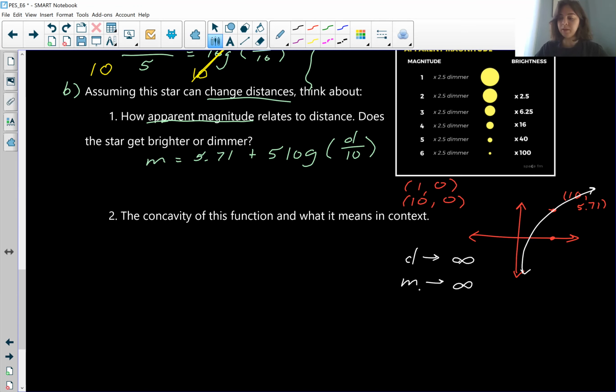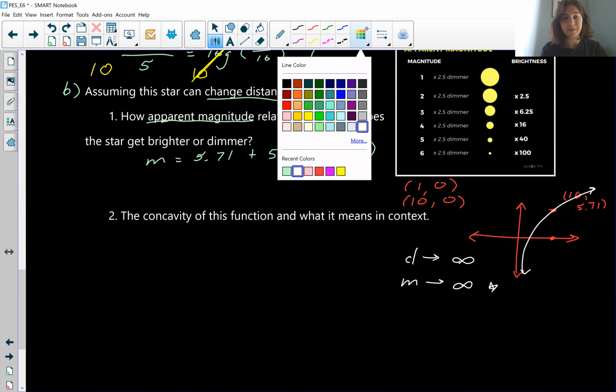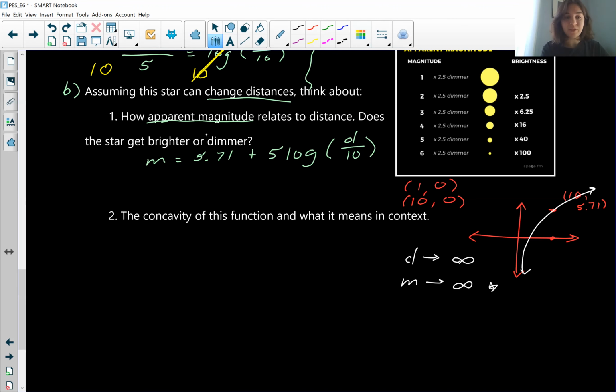So we know that apparent magnitude increases with distance, but then the question asks, is the star getting brighter or dimmer? And that's when we need to look at this chart right here with the yellow dots. So it turns out that the larger the magnitude value gets, the dimmer the star actually is. So really, the star is getting dimmer, even though the apparent magnitude is increasing. And I don't know, it was just some old man a long time ago who decided that would be the system, but yeah.